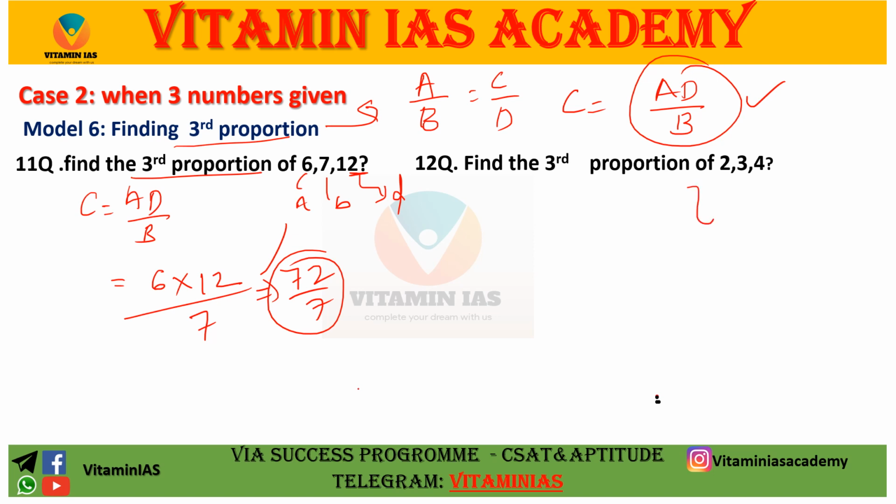Same like that, please try for 2, 3, 4. 2 will be A, 3 will be B, and D will be 4. Substitute these values in the formula AD by B, then you will get the C proportion, nothing but the third proportion.